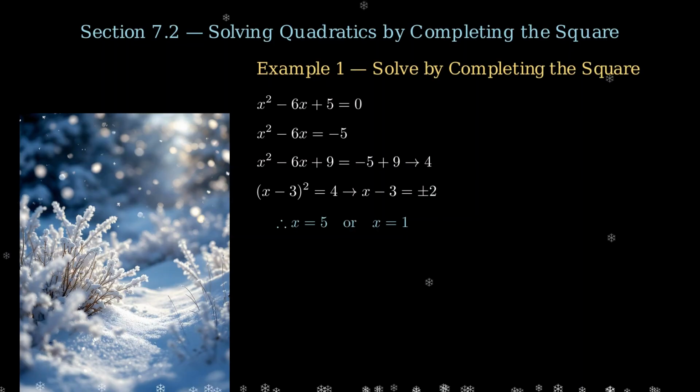This simplifies to x squared minus 6x plus 9 equals 4. Factoring the left side, we get the square of x minus 3 equals 4. Taking the square root, x minus 3 equals plus or minus 2. This splits into two simple equations, leading to x equals 5 or x equals 1.